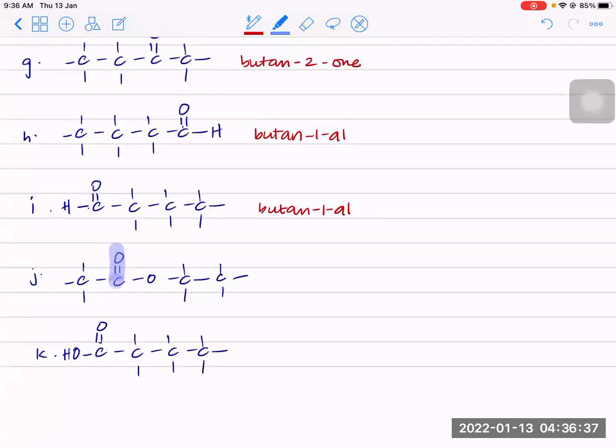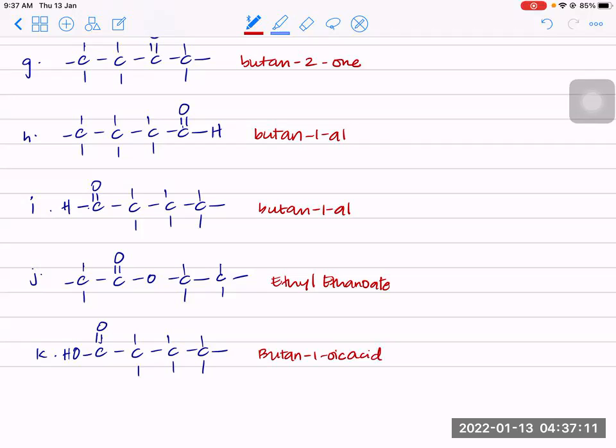Then we have this linkage right here, the ester linkage. Everything after the C single bond O comes from the alcohol and is written first. So 2 carbons, therefore ethyl, and 2 carbons here for the acid, therefore ethanoate, ethyl ethanoate. And this right here is a carboxylic acid, a 4-carbon acid. So you call this butan-1-oic acid or butanoic acid.